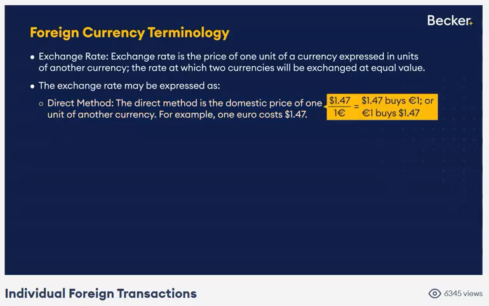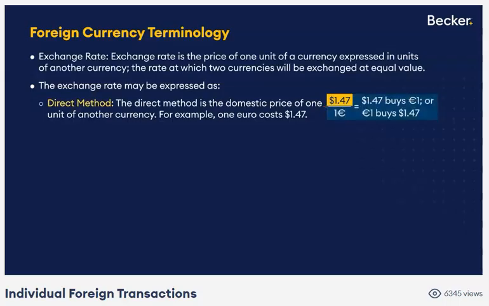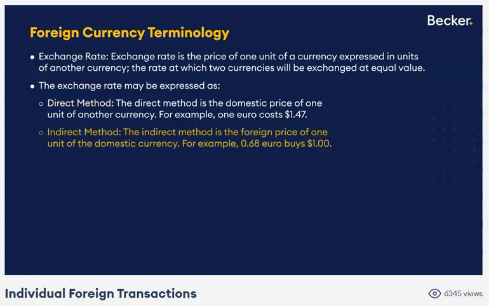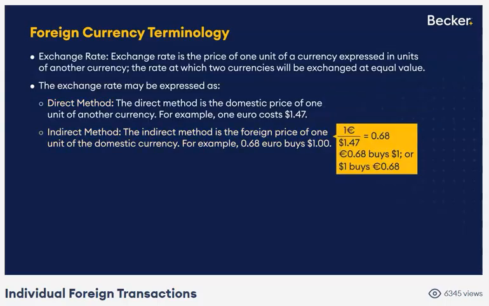So let's say we have $1.47 in the numerator and €1 in the denominator. So there's two ways of looking at that. $1.47 US buys €1, or the flip side, €1 buys $1.47. Okay, but if that domestic currency is in the numerator, that's called the direct method. If you take the reciprocal of that fraction, you would get 0.68 euro. 1 divided by $1.47 is 0.68.